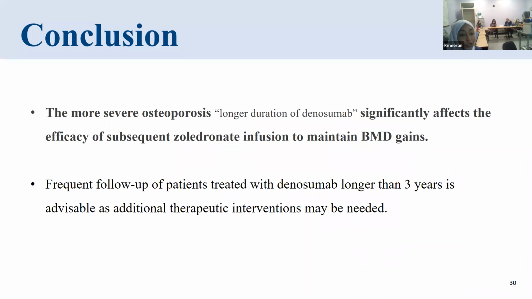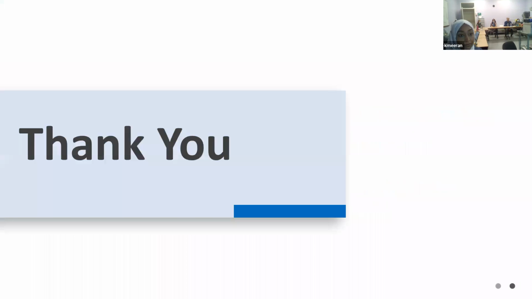So in conclusion, the more severe the osteoporosis, that translates to a longer duration of denosumab, which significantly affects the efficacy of subsequent zolendronate infusion to maintain bone mineral density gain. Frequent follow-up of patients treated with denosumab for longer than 3 years is advised, as additional therapeutic intervention may be needed, and there is no protocol or regimen at the moment to serve clinicians on how to treat the patient after denosumab is stopped. And thank you very much.